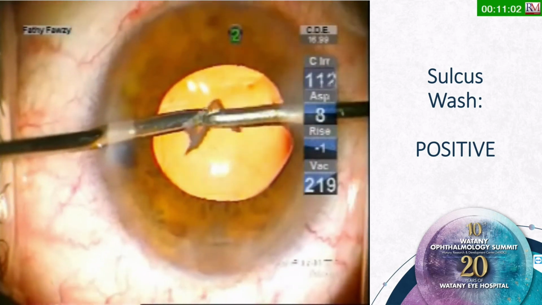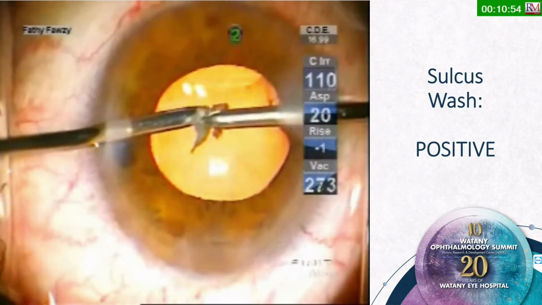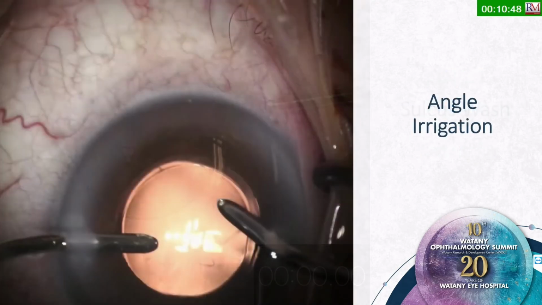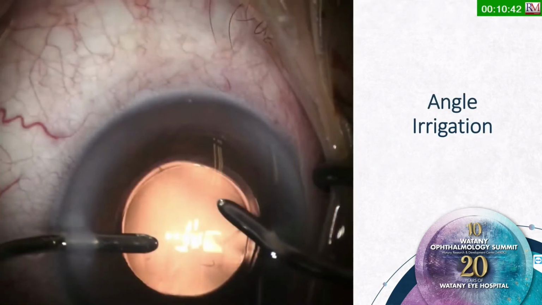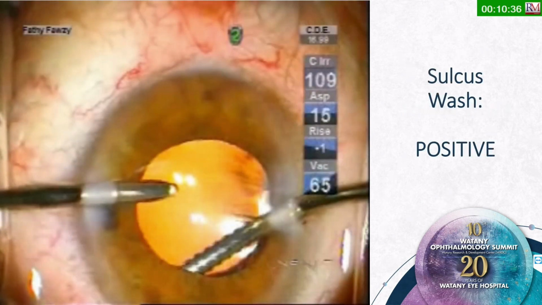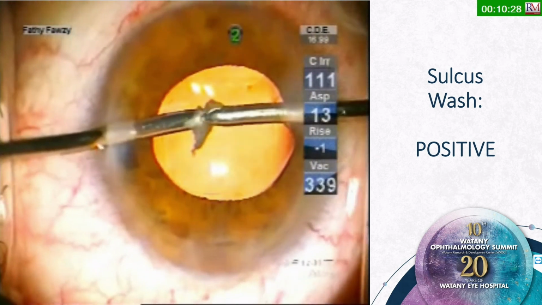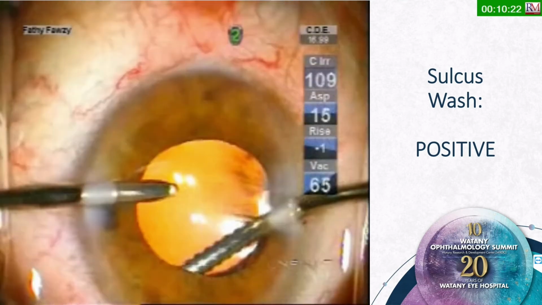So sulcus wash really is a term I hope that I can add to your steps of phaco. Before you finish the surgery, you just introduce your irrigating tip into the sulcus, and so often you get small pieces you never saw where they went, and when they went, coming back to your aspirating port.